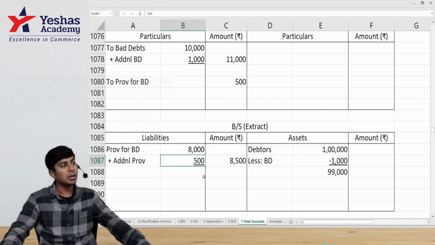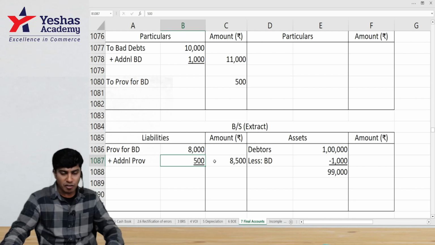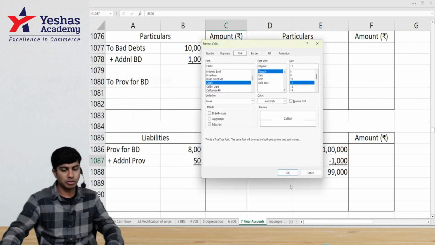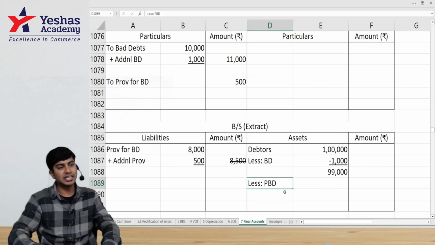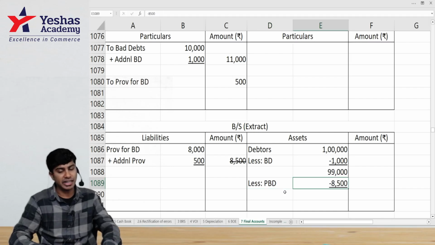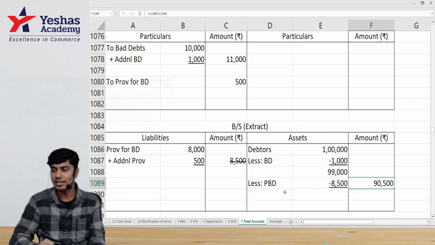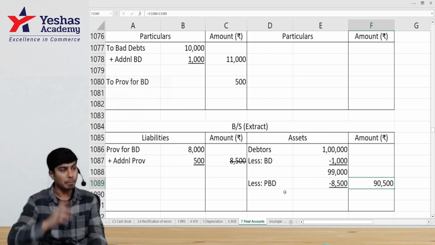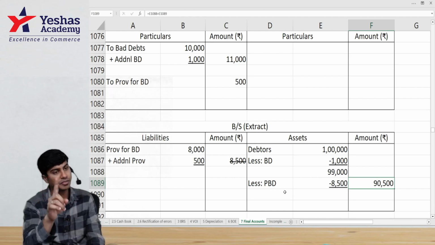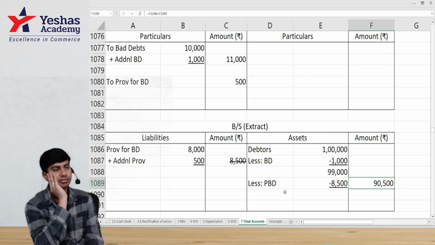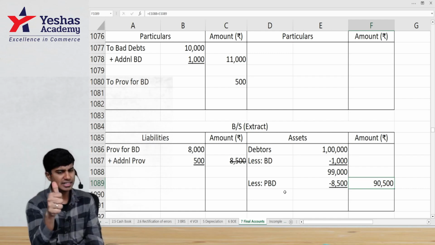By this I'm done. But as a matter of presentation, I don't have to show provision for bad debts on liability side. It will be shifted to asset side and I'll deduct it from debtors, making my debtors look at 90,500 rupees amount. But my debtors is still 99,000. My provision is 8,500. Did everyone understand this?